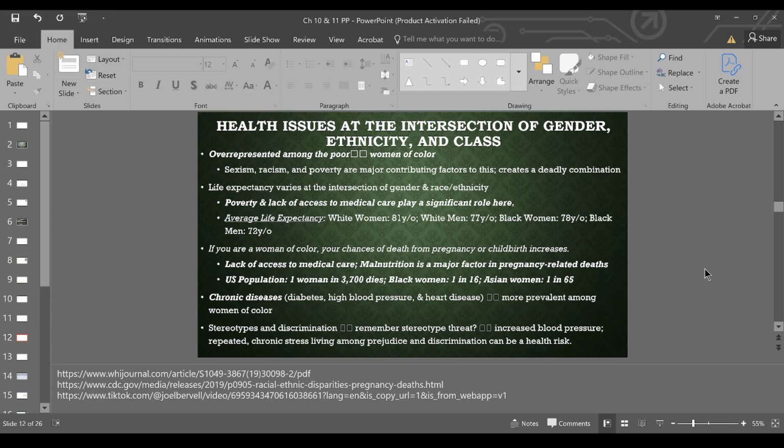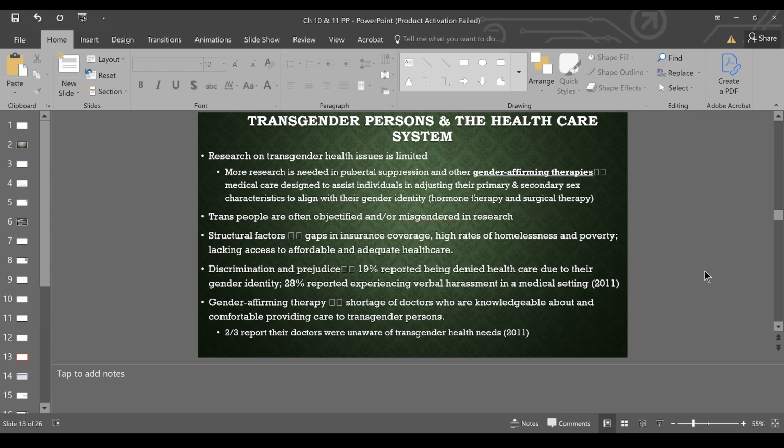This slide covers the health issues from gender and so on. Okay, next one. Then we have transgender persons in healthcare systems. Mostly it relates to what's going on in the healthcare system and what's going on with the persons in there, because this is exactly what's happening in this slide.